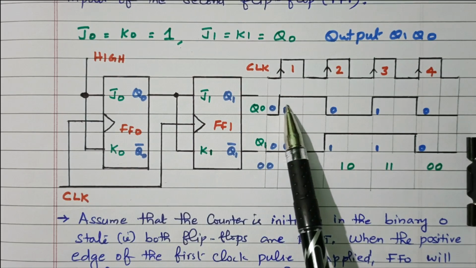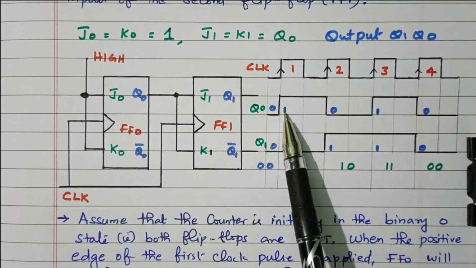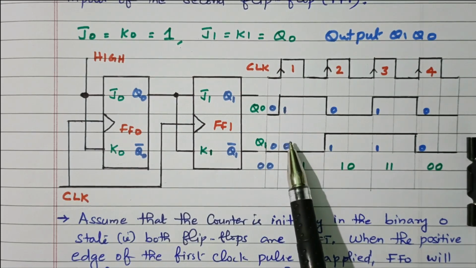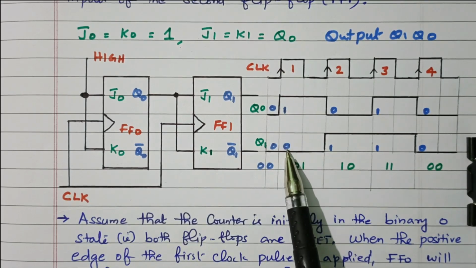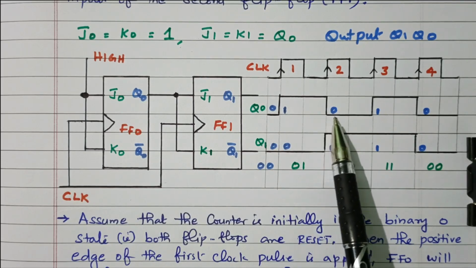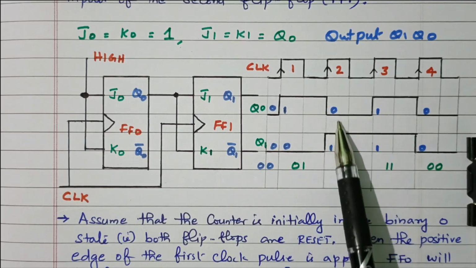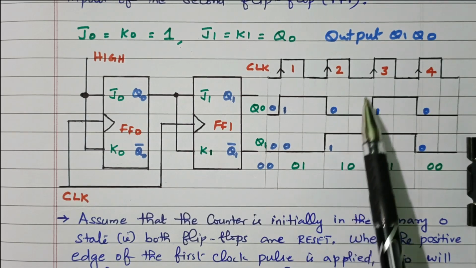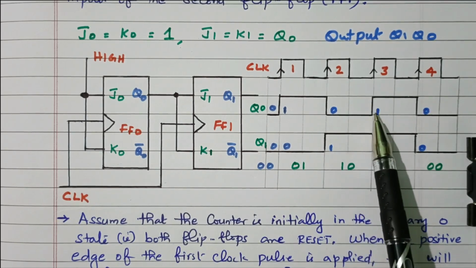No change. Due to this 1, because this output is given as an input of the second flip-flop, the state changes from 0 to 1. Right. So this is until the next clock pulse. Right. So here we'll go to the third clock pulse. This is the third clock pulse.